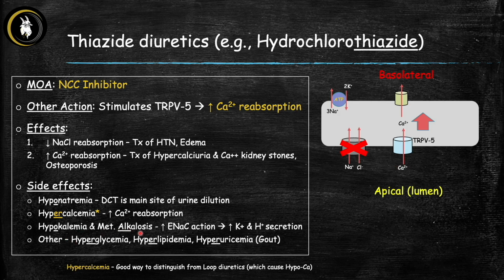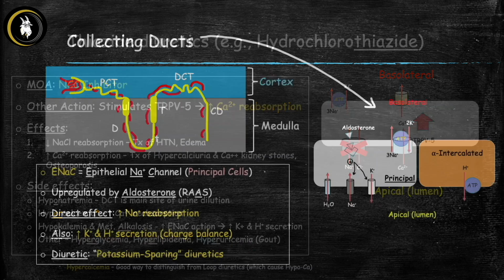This is the same exact mechanism with the loop diuretics, increase activity of the ENaC channels in the collecting ducts, which are going to lead to proton and potassium secretion. They can cause hyperglycemia, hyperlipidemia, and both of these are risk factors for cardiovascular disease. So you have to carefully monitor their blood glucose and lipid levels. And then finally, just like loop diuretics, they can cause hyperuricemia and lead to gout.